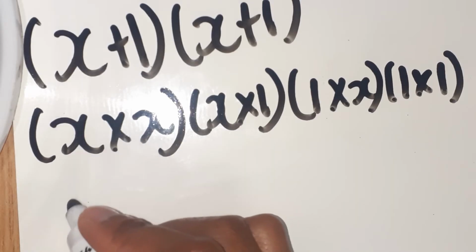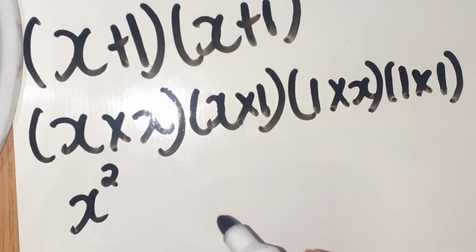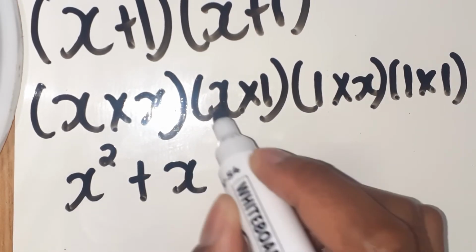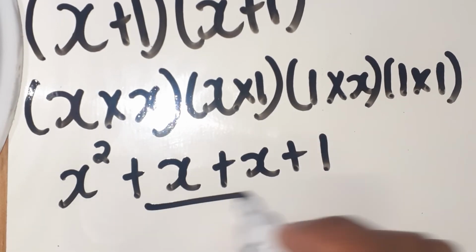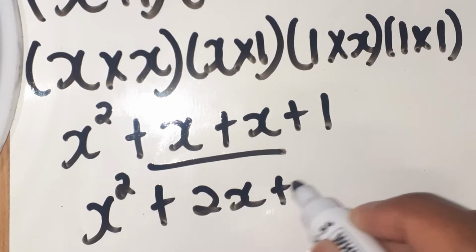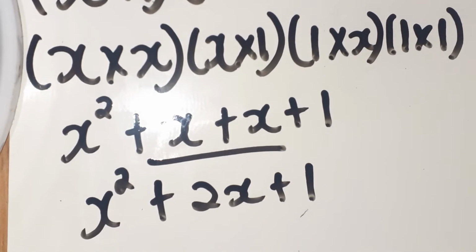And x times x, remember I told you it's x squared. If you're still struggling with that, watch my previous videos. That will bring you up to speed. That will be plus x. X times 1 is x. Here is also plus x and then plus 1. They are like terms, so we have x squared plus 2x plus 1. And that is this example. So let's go to the other examples.